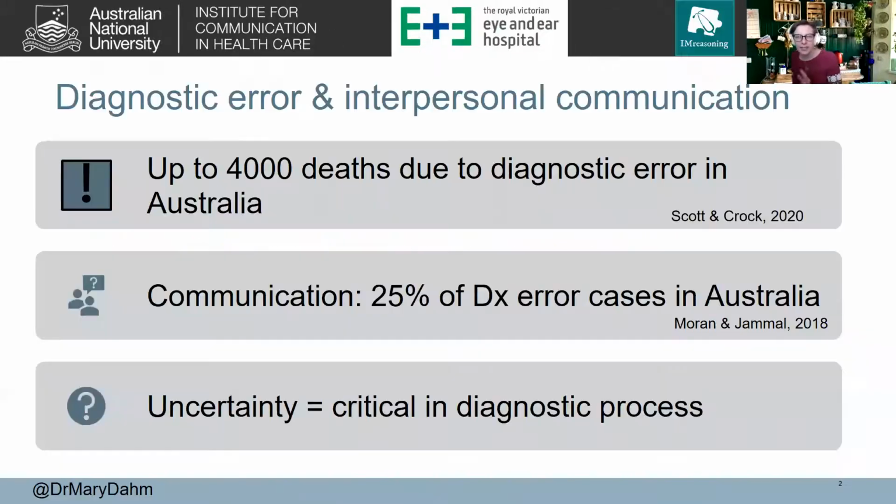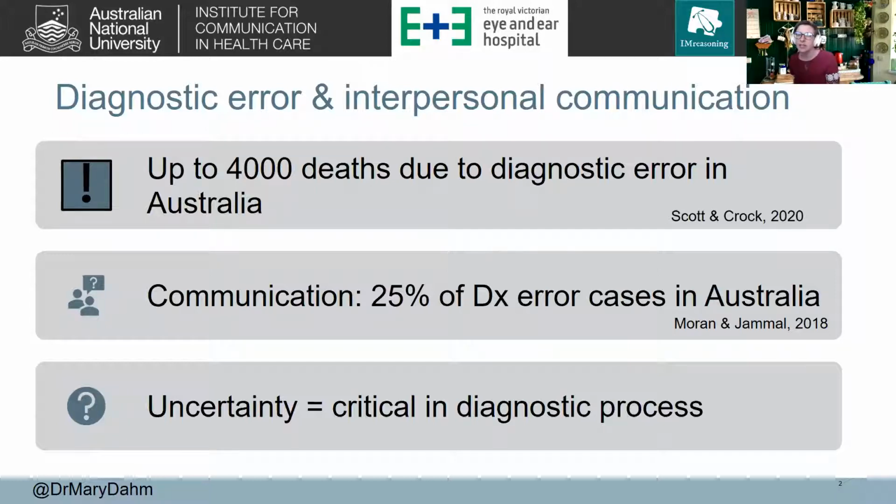Because I think some of the people in the audience today probably haven't heard a lot about diagnostic error and communication and how that all relates to each other. But just to give you some background and short statistics, there's up to 4,000 deaths that are due to diagnostic errors in Australia every year. Just to put that in perspective a bit, there were about 1,200 deaths on roads in Australia last year, so that's quite substantial if you compare it to that.